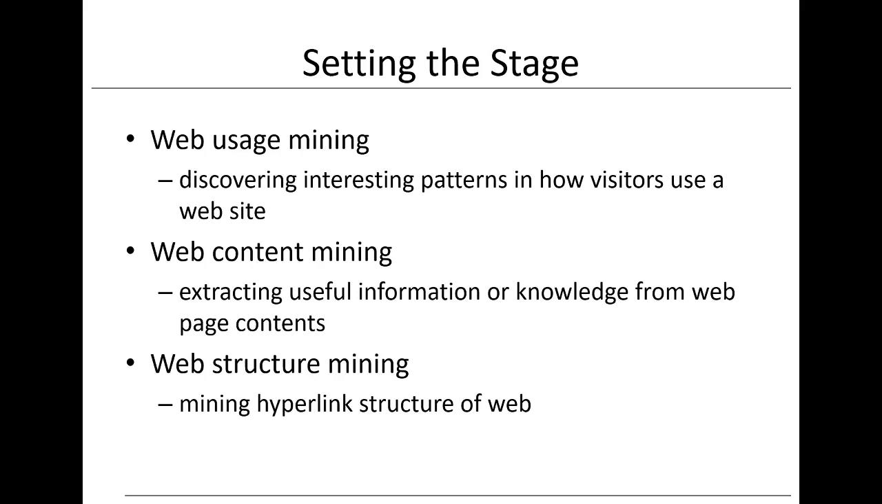Web content mining tries to extract useful information or knowledge from web page contents. Actually, this is very closely related to text analytics. For example, Google is doing this to help them understand the content and purpose of a website and how to include it in their search results. Web structure mining tries to mine the hyperlink structure of the web. This allows to find groups or communities of websites discussing similar topics.